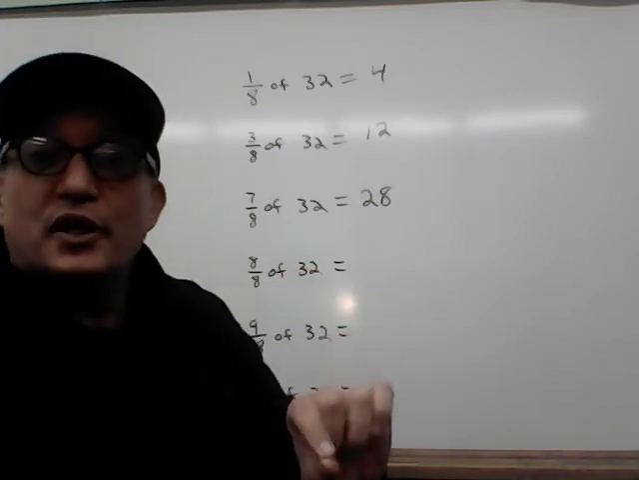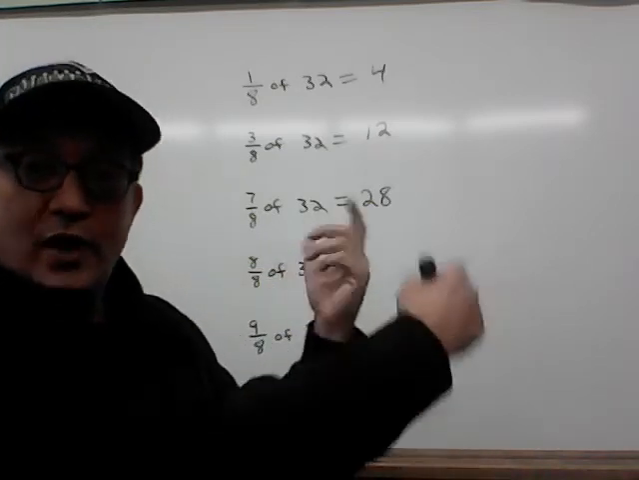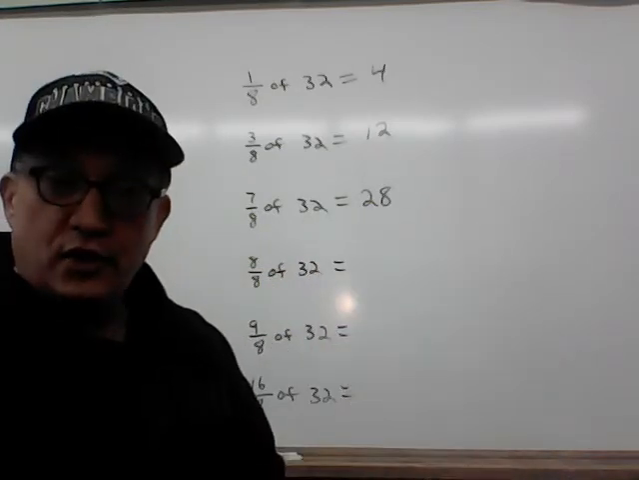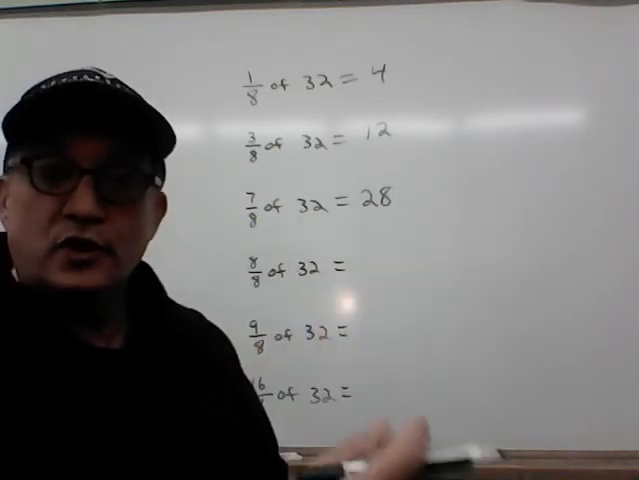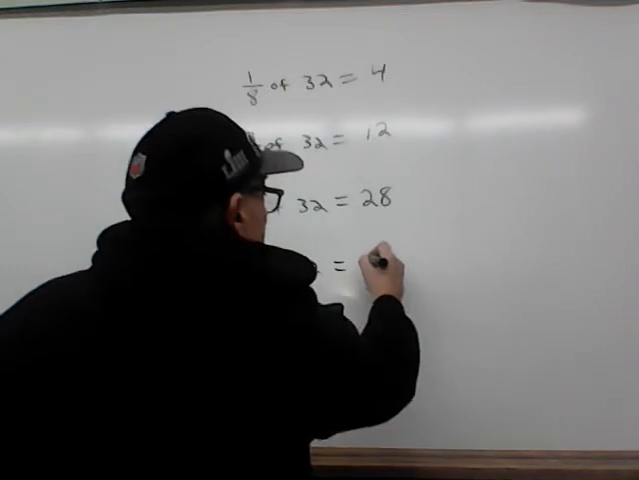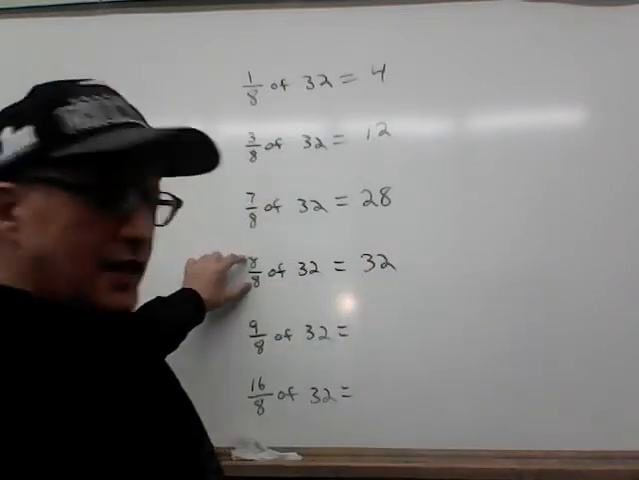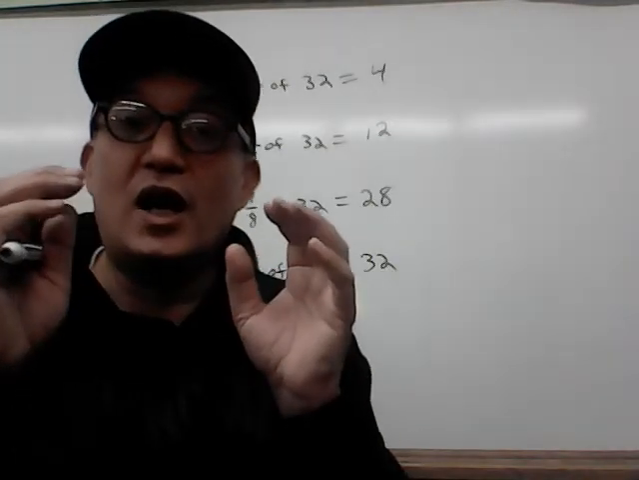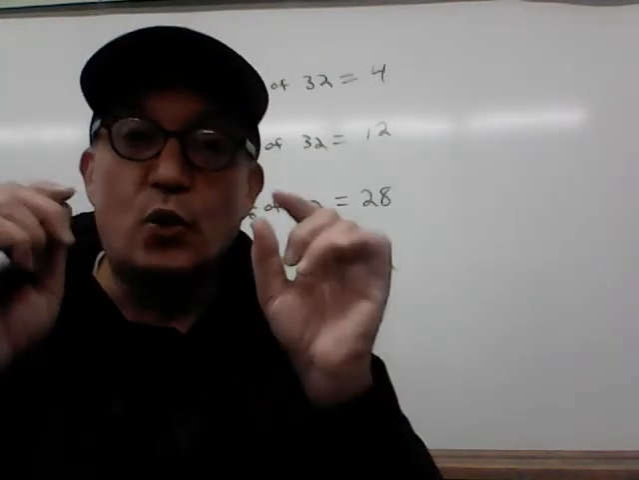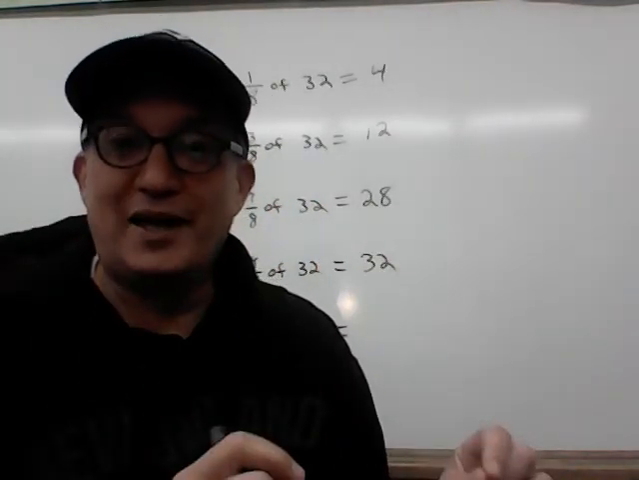8/8 of 32 is 32. Now, we can do it the way we've been doing it. 1/8 of 32 is 4, so 8/8 of 32 is 8 times 4, or 32. Or we can make this observation. 8/8 is 1, you know that, and we are connecting the word "of" with multiplication.